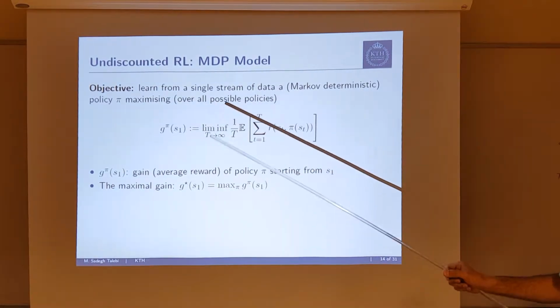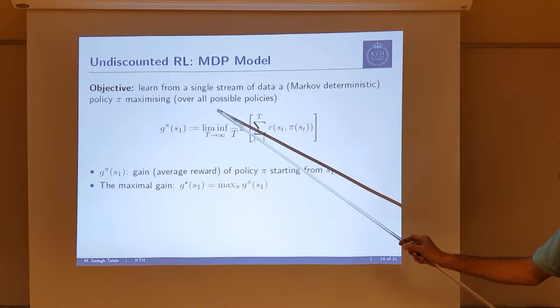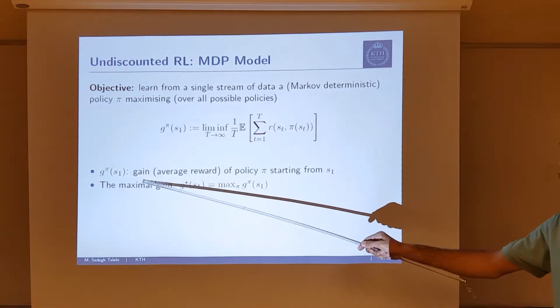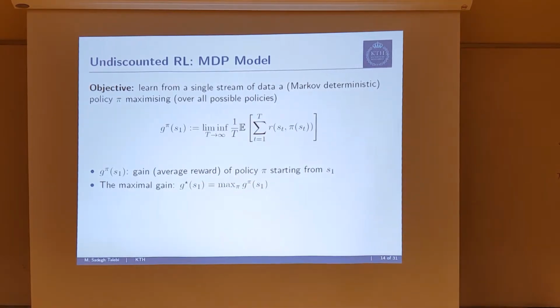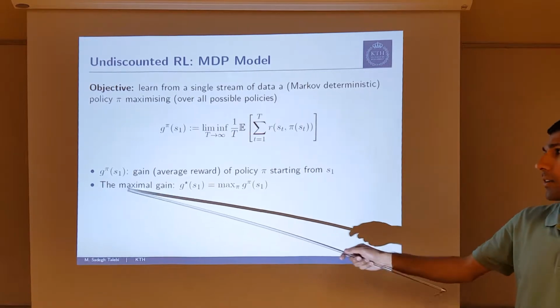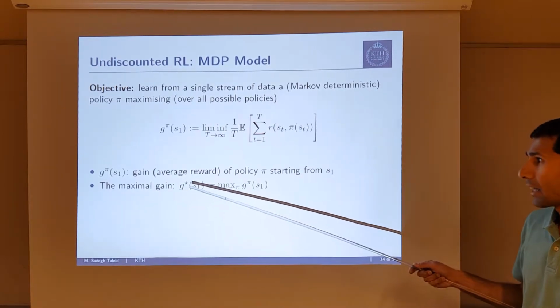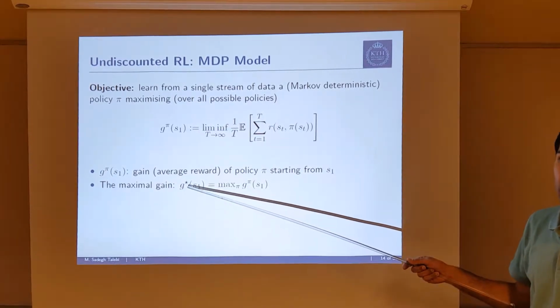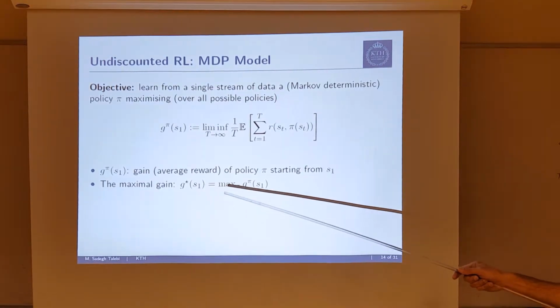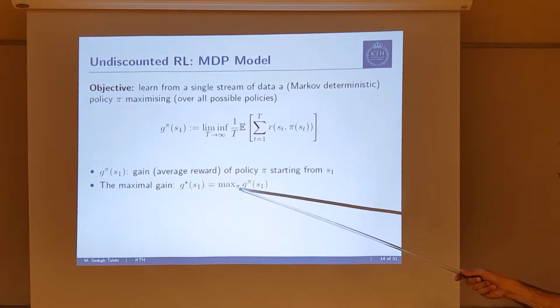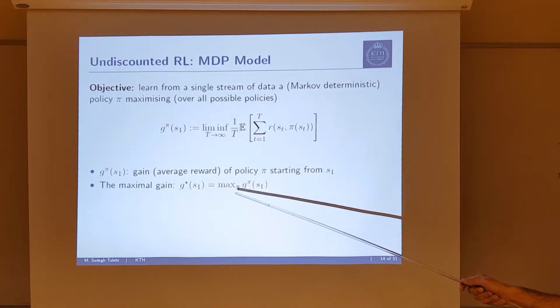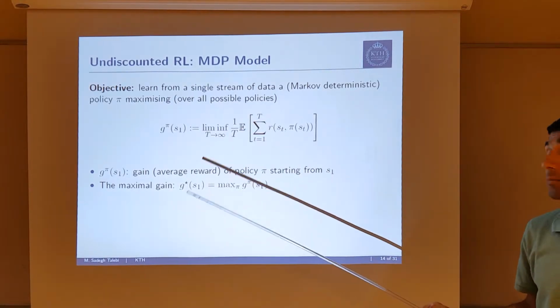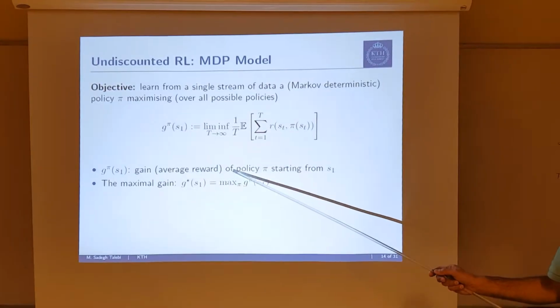And of course, in the general setup, it's a function of the initial state. It is referred to as gain or average reward. And the optimal policy is the policy that achieves the maximal gain, which is a function of S1, and this is by taking the maximization over all possible policies, or equivalently, all possible stationary policies. I have sup here.